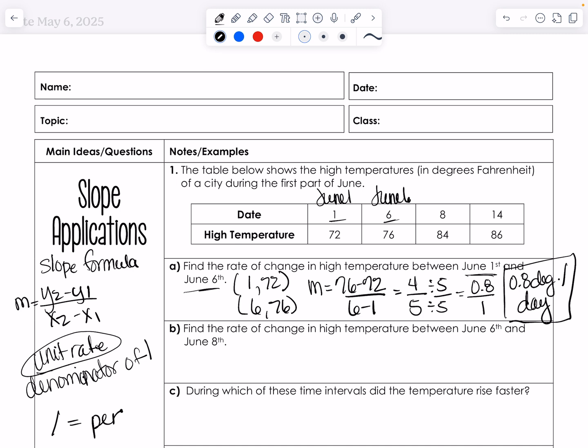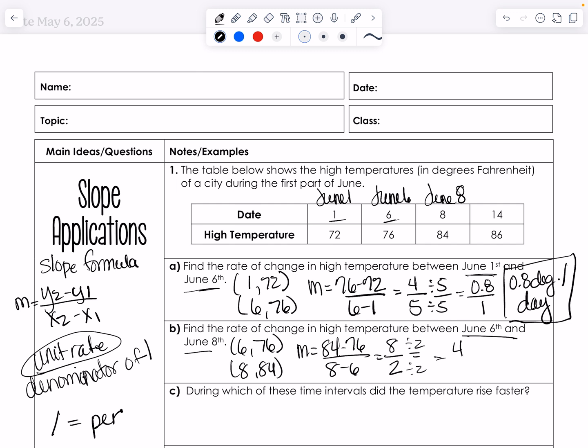Now find the rate of change in high temperature between June 6 and June 8. On June 6, you have 6 and 76. And on June 8, you have 8 and 84. Use your slope formula. M is equal to 84 minus 76 over 8 minus 6. 84 minus 76 is going to give you 8 over 2. And then if you divide by 2, you have 4 over 1, which gives you 4 degrees per day.